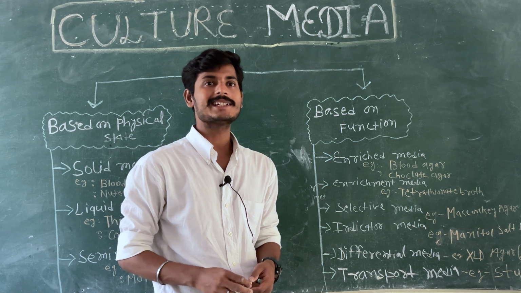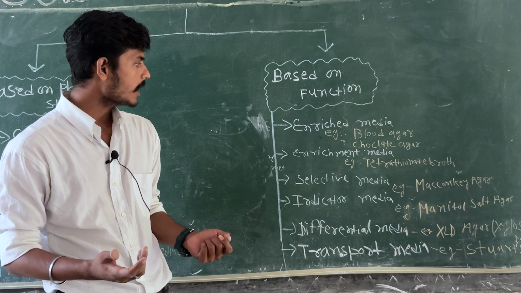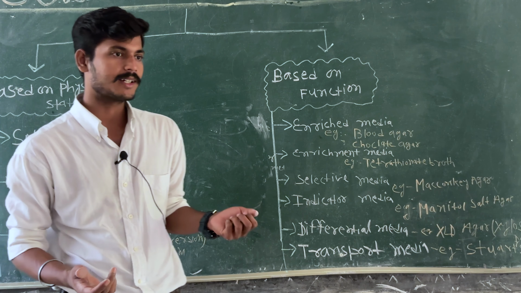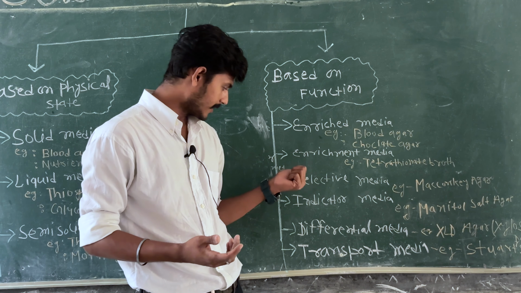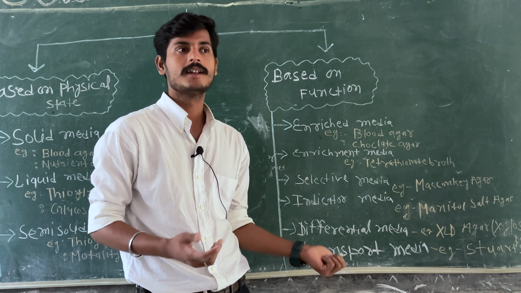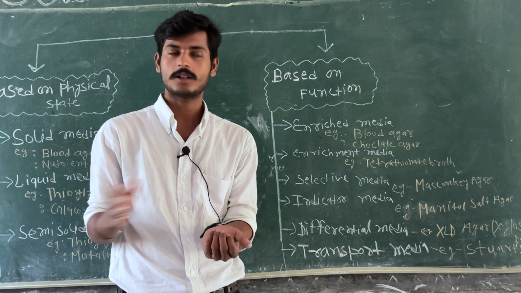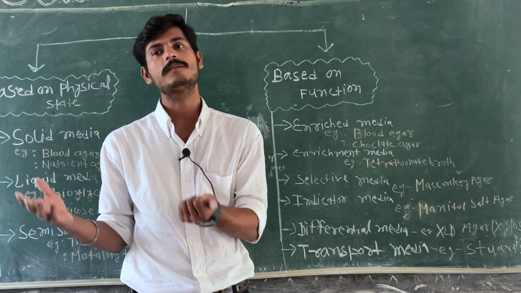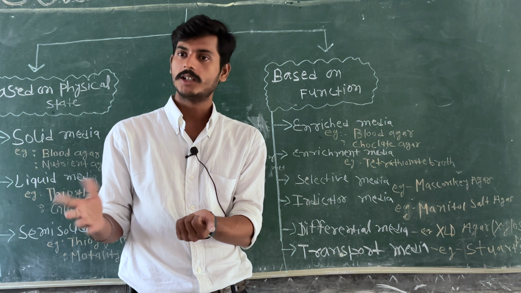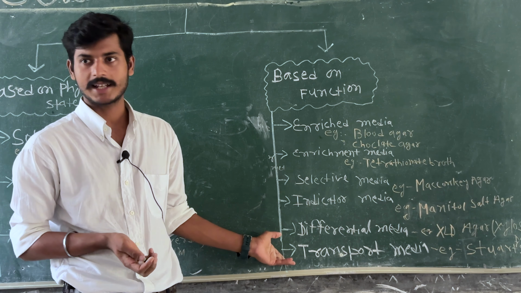Talking about the classification based on function. Basically, the main thing behind classifying all this into the 6 types is that bacteria prefer different types of nutrients. That's why we have the 6 classification.